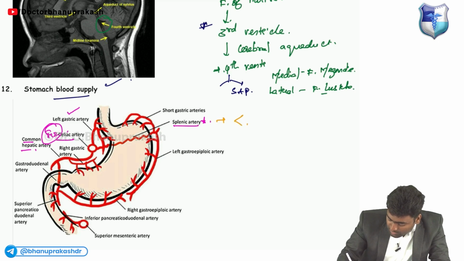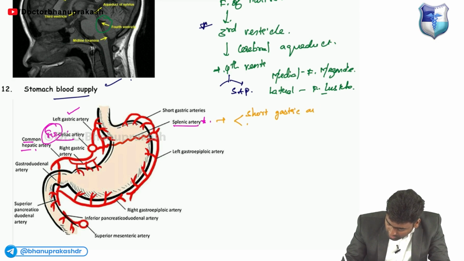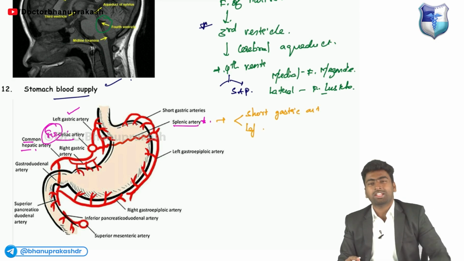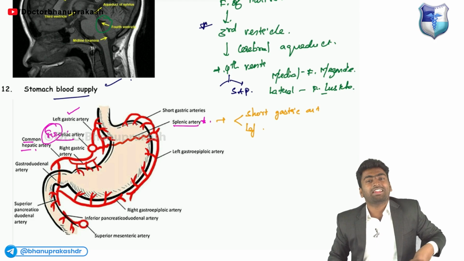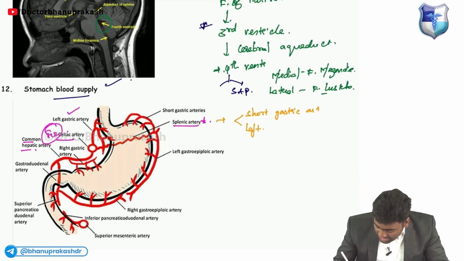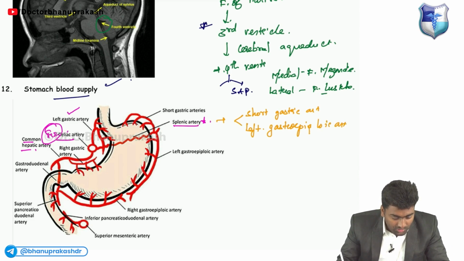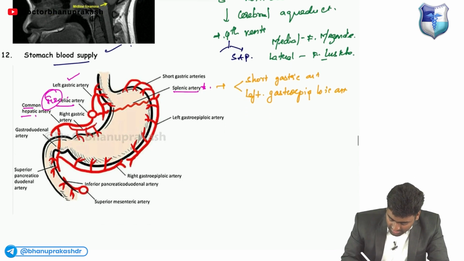The splenic artery gives two arterial branches. One is the short gastric artery, and remember, it is the left. We know the spleen is on which side? The spleen is on the left side. So it will give rise to the left gastroepiploic artery. Okay. Then about the right side, the common hepatic artery will give rise to the proper hepatic and the gastroduodenal artery.